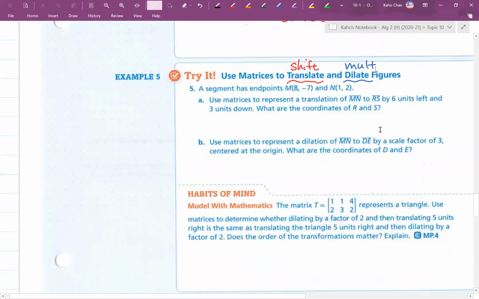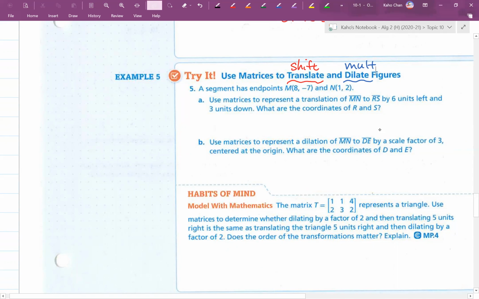So this is kind of interesting. You can take coordinate points and throw them into a matrix. So what I'm going to do is something that's traditional. We have a couple of points here, M at 8, -7. Those are your XY coordinate points. And we're going to translate them. Now, let me read further a little bit. I'm jumping ahead a little bit.